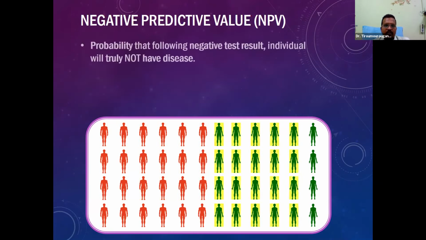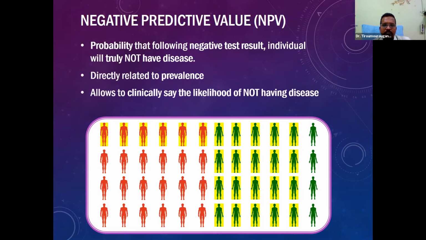Exactly the reverse is true for negative predictive value. Again, it talks about the negative test among those who do not have a disease. Again, the same thing: not everybody with the disease will be picked. There will always be somebody with the disease who will be missed by the test, and that is what negative predictive value talks about.